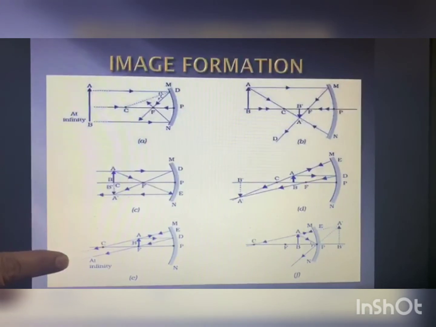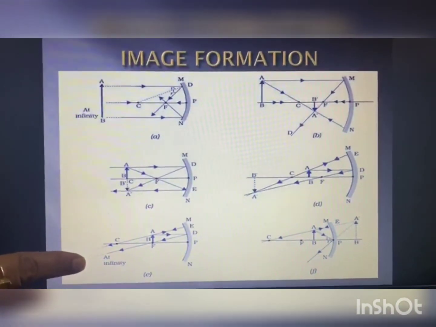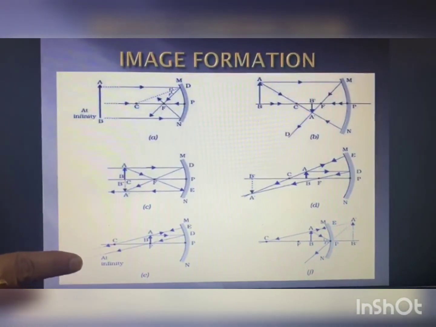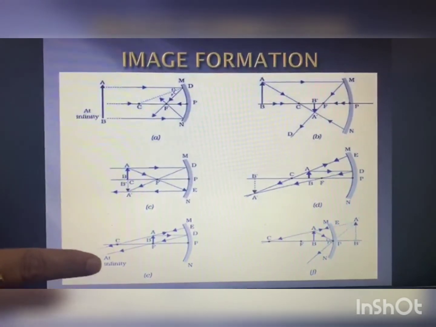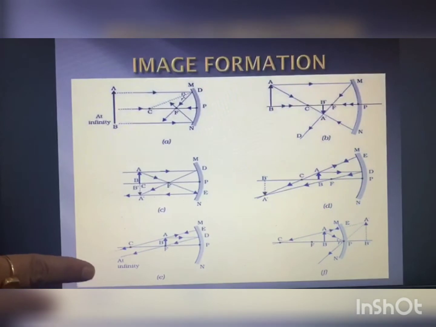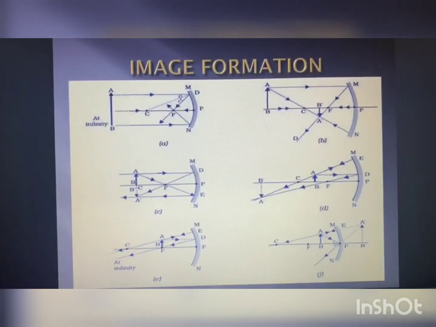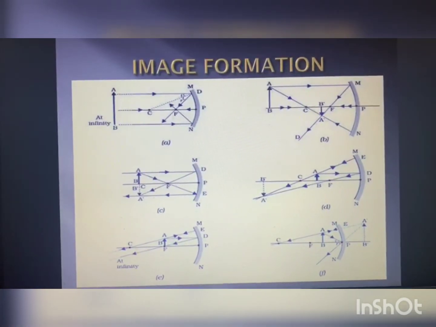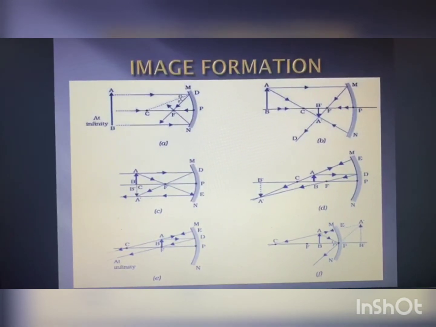It means where will the image form? At infinity. And what is the nature of the image? It's real and inverted. And what about the size? At infinity the image is going to be formed, so the size of the image is highly magnified.